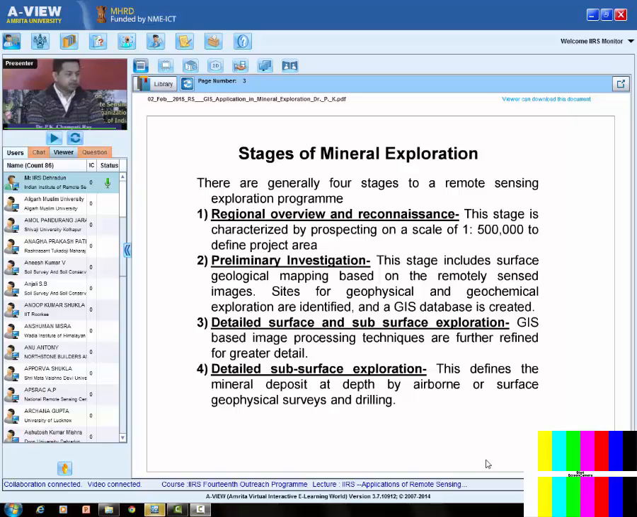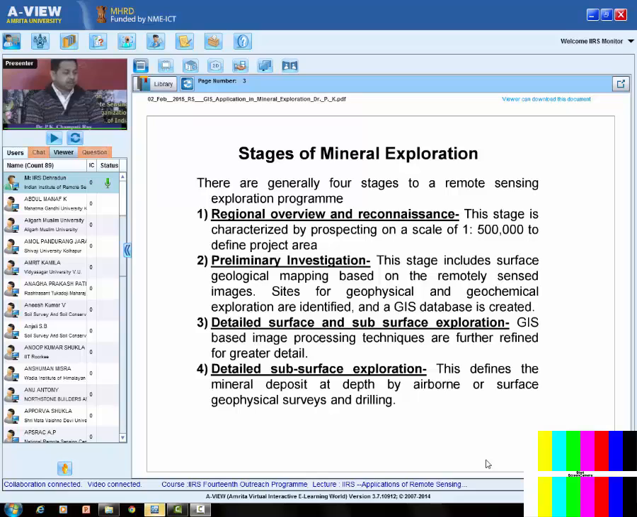Now, if the purpose is regional overview or reconnaissance survey, for example, many companies take up a country level or regional level study, and in that case also remote sensing can be used. In that case, we have to use low resolution data sets. We can use remote sensing for the preliminary investigation. That includes mainly the surface geological mapping based on remotely sensed images, and further the sites are selected for geophysical and geochemical exploration. Then comes the detailed surface and land surface exploration, and GIS-based image processing techniques are further refined to greater detail to find out the areas further shortlisted for further exploration.